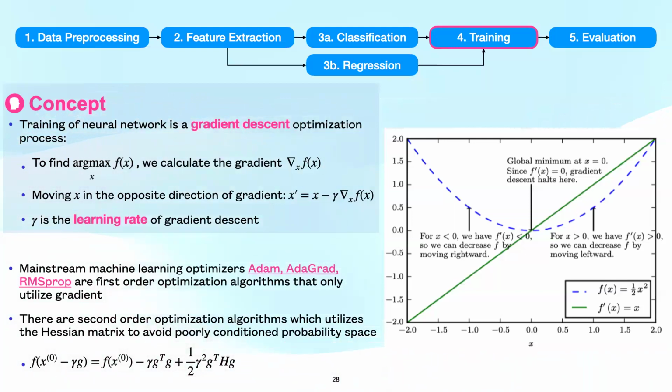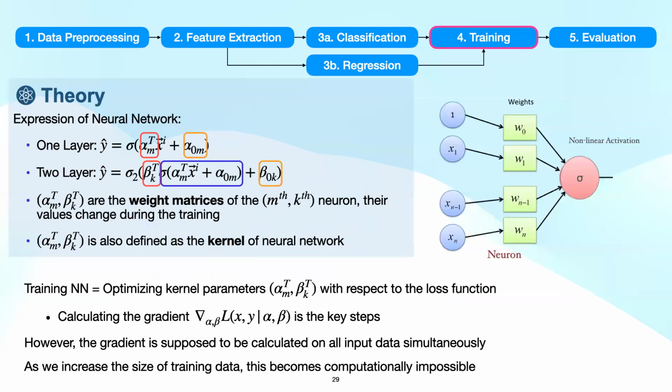So if my current x is located here, so it's smaller than 0, our gradient, the derivative, is also smaller than 0, right? So I want to move x in the opposite direction of my gradient, which is the positive direction. So my x will go to the right, and we can decrease my function f by moving x to the right. And if my x is at this location, greater than 0, its derivative, the gradient, is greater than 0. So I can decrease f by moving to the left. So this is how gradient descent works as a very simple algorithm.